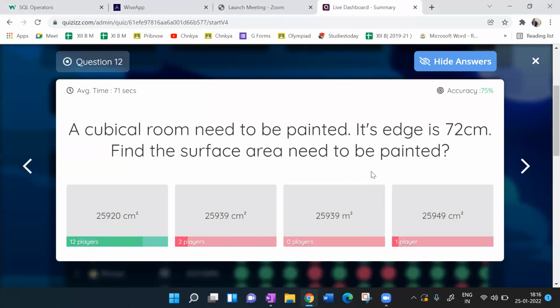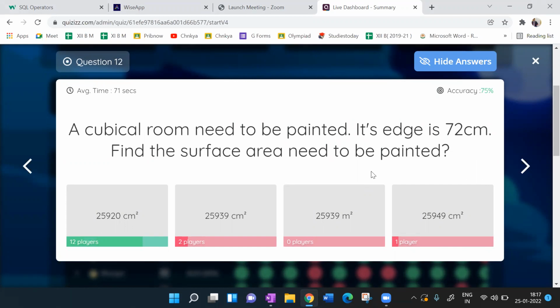चलो. A cubic room needs to be painted. Its edge is 72 centimeter. Find the surface area that needs to be painted. That should be LSA plus 1 ceiling. So yes, its edge is 72 centimeter given. Find the surface area that needs to be painted. 5a square.